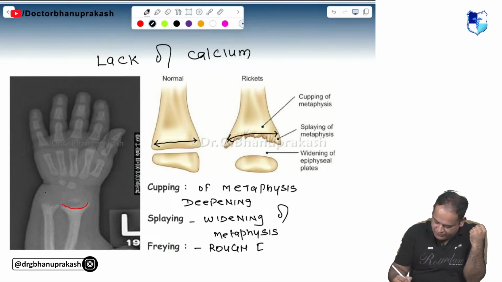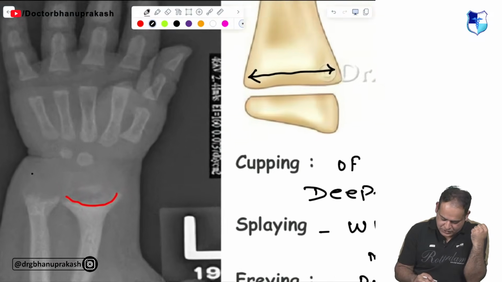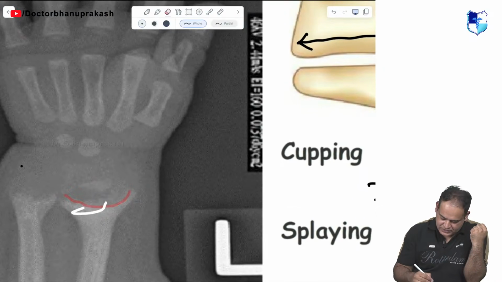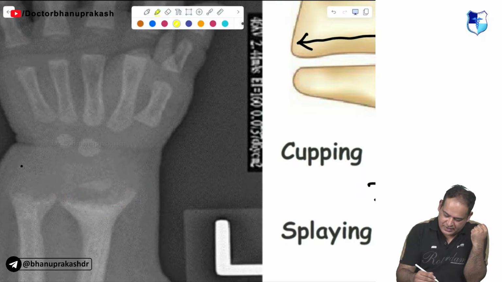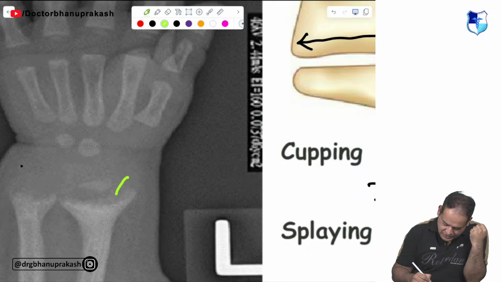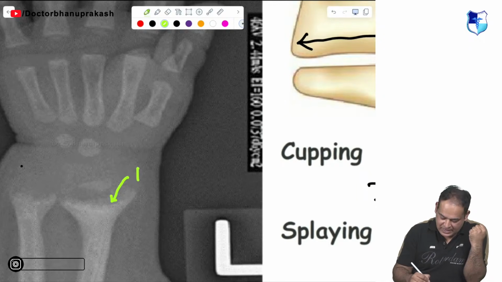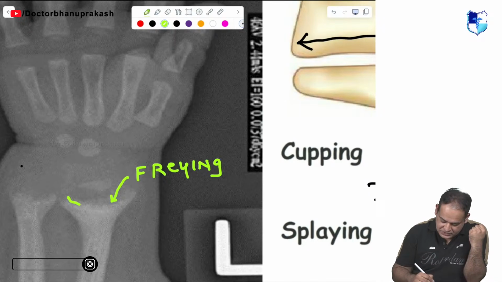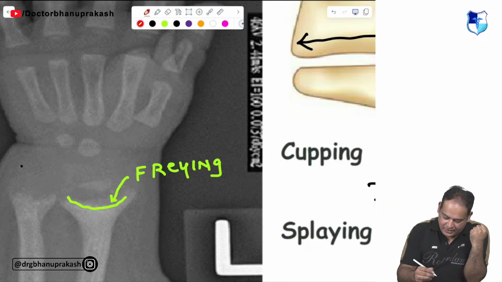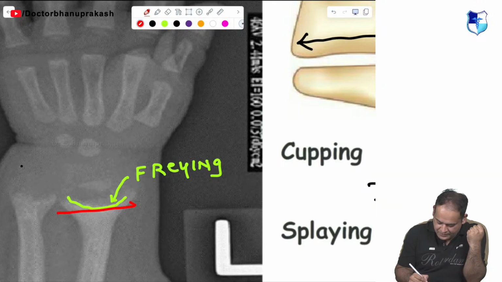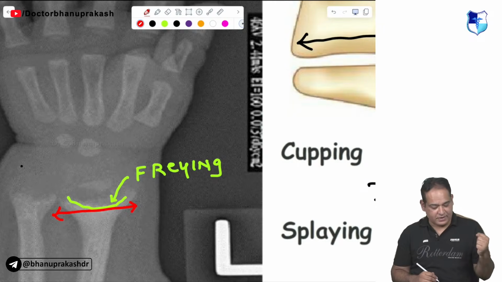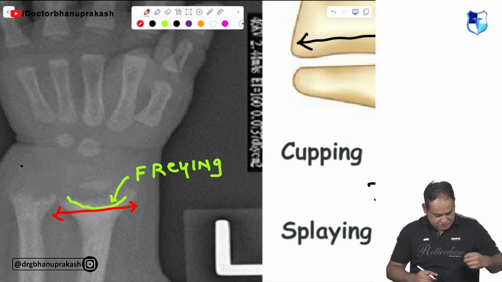Fraying means rough edges of metaphysis. You see here. Rough edges of metaphysis. Right? Now see. So these rough edges are called fraying. This deepening is called cupping. And this widening is called splaying.